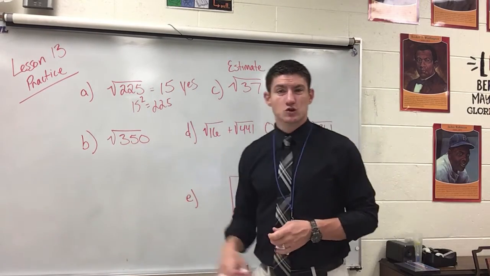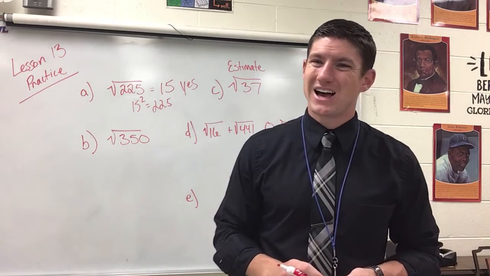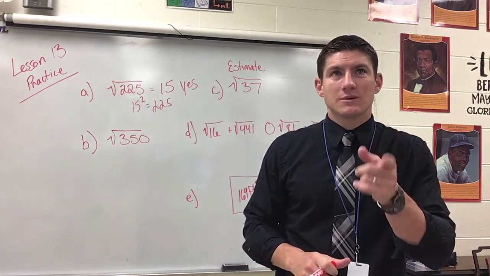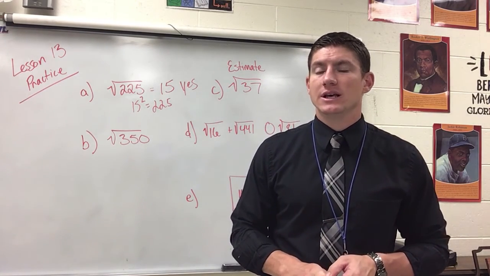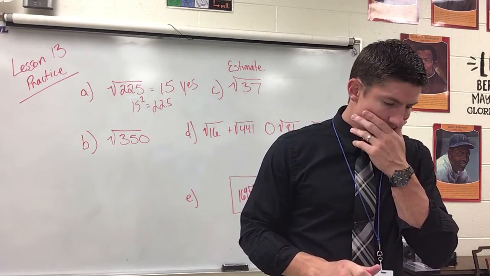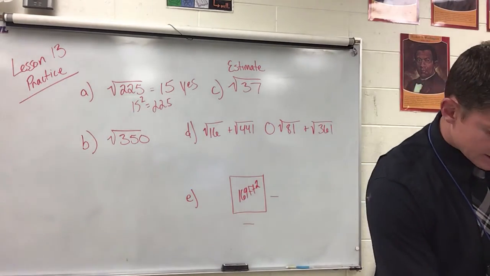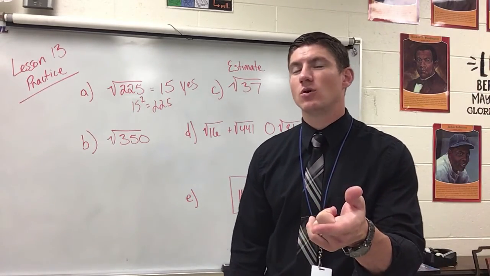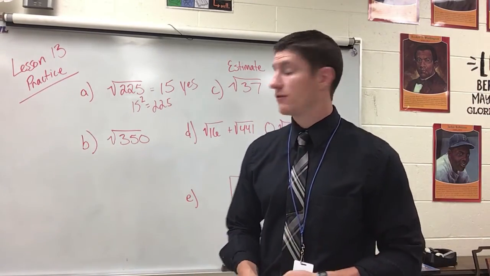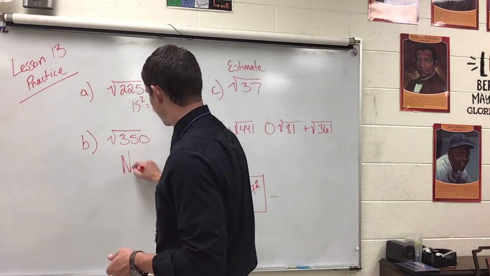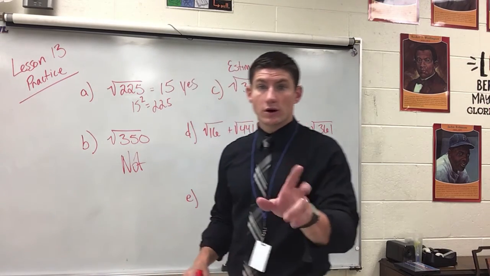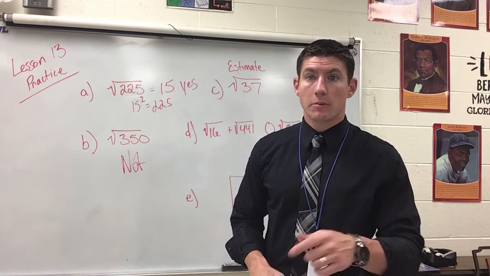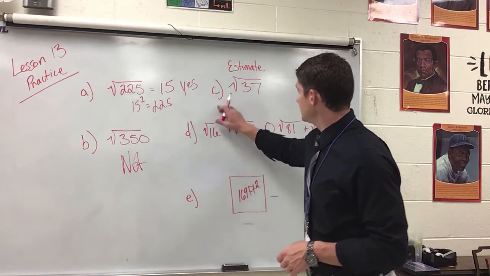In letter B, you've got the square root of 350. Now, 20 times 20 was 400, and let's see, 19 times 19 was 361, 18 times 18 was 324. We didn't have any of those that hit 350. So this is not a perfect square because it does not fall into one of those exact integers being multiplied by itself.